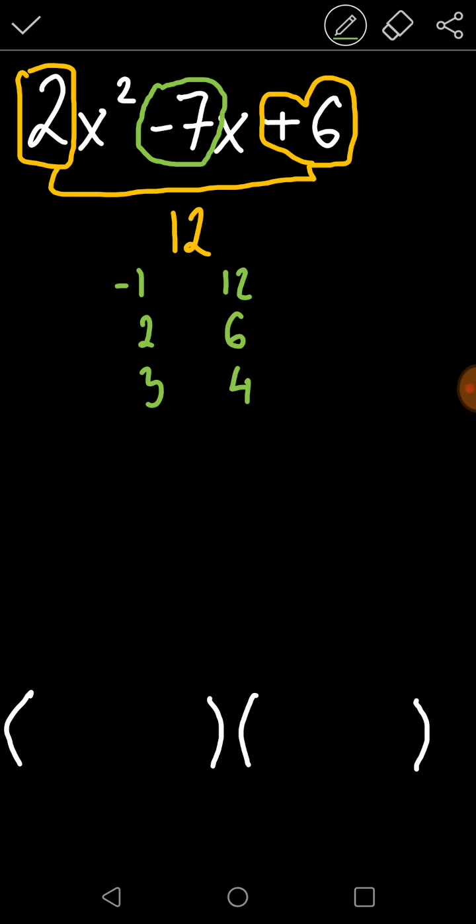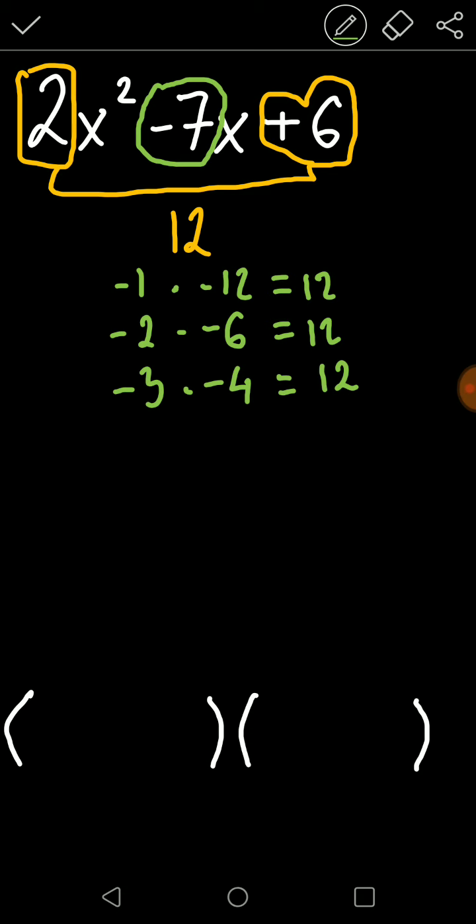So for example, negative 1 times negative 12 equals positive 12 if we multiply. Negative 2 times negative 6 also equals positive 12. Negative 3 times negative 4 also equals positive 12. But only one of these pairs also equals negative 7 when we add.